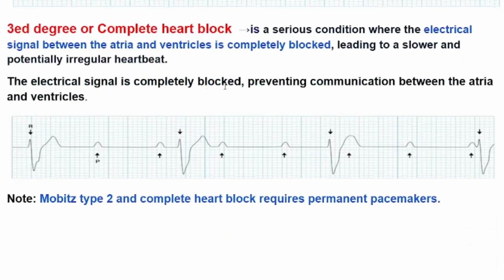And third degree or complete heart block. It's a serious condition where the electrical signal between the atria and the ventricles is completely blocked, leading to a slower and potentially irregular heart rate. As we said in the patient history, there is no connection between QRS complexes and P waves, and the patient was also bradycardic, and it's the characteristic for third degree or complete heart block.